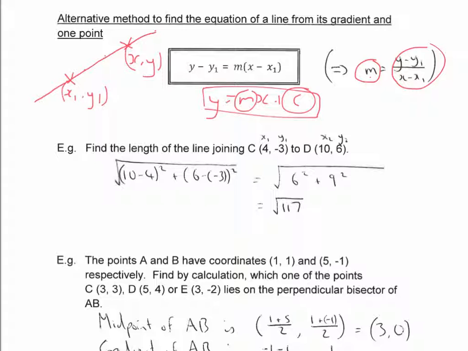And again, as I said before, it wouldn't matter if you'd done 4 take away 10 in that one there, and even jumbled up in this case, and done this one the other way around. It doesn't matter which way around you do them, because when you square them, the pluses and the minuses don't matter. I've got an answer for this one of the square root of 117. It's C1. I don't have a calculator in the exam, so I'd leave it like that.